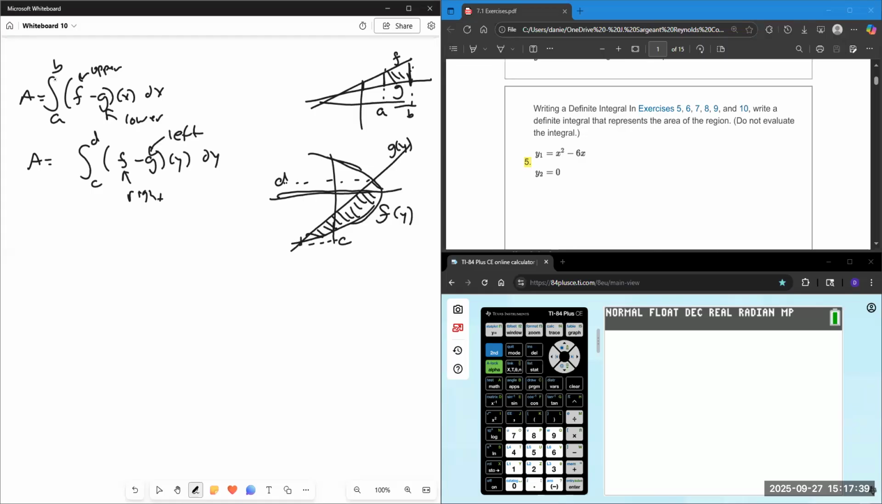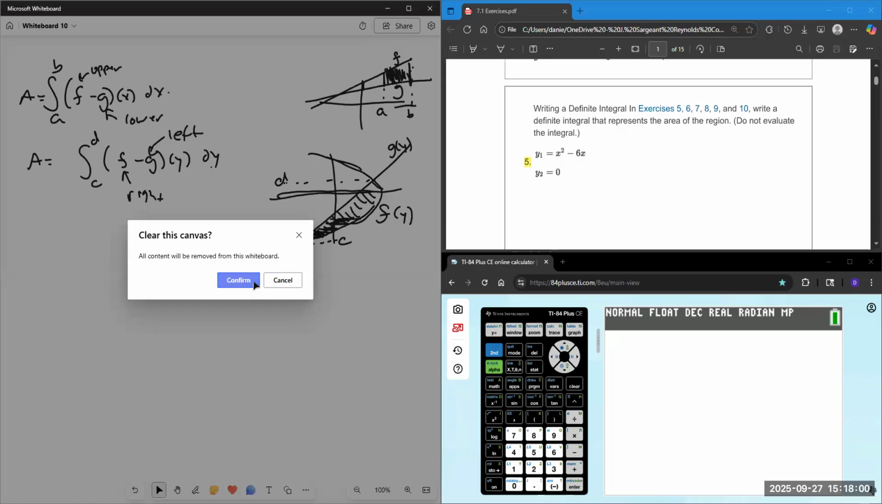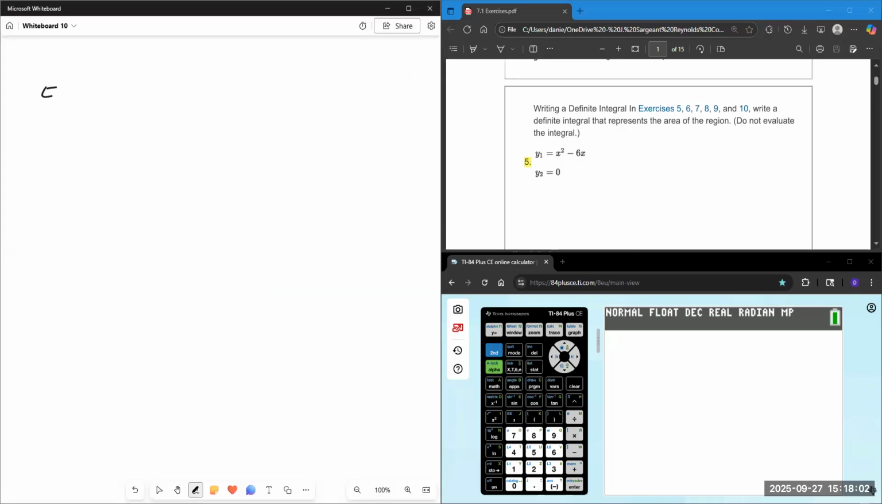And so do I want my rectangles, my shading, to be going up and down? I use dx. If I want my shading, my rectangles to go left to right, then I use dy. It's my choice. We'll get to a problem later where we have to do it both ways and then make a choice of which way we like better.